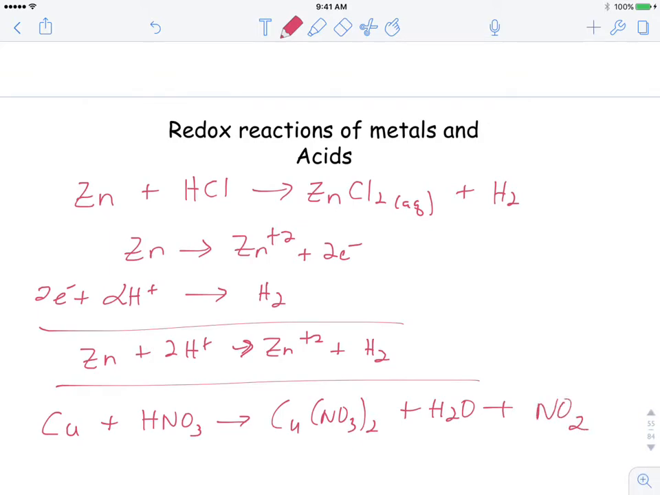This one's going to be more complicated to balance because you're going to need to know how to write half reactions in acidic conditions, and we'll do that later on in the year. But this is just something interesting to look at. Most acids react with metals by producing hydrogen gas and oxidizing the metal. When you have nitric acid, though, nitric acid oxidizes the metal by actually reducing the nitrate and forming this poisonous NO2 gas.